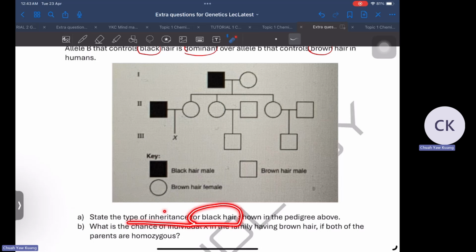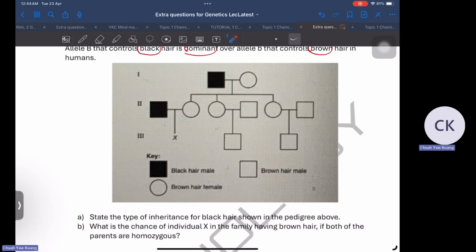We already know that it is a dominant trait, but we are not sure whether this is autosomal or sex-linked. This is what we need to find out for A. To find out whether it's sex-linked or autosomal, you can look at the total number of males and females that are affected.